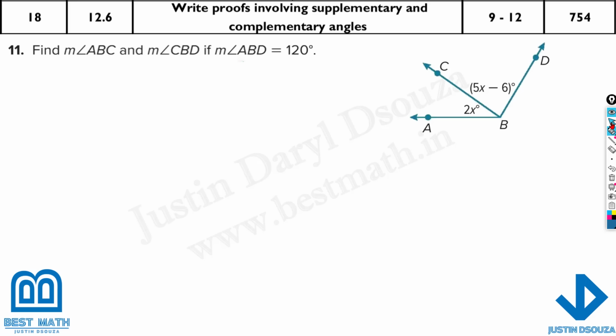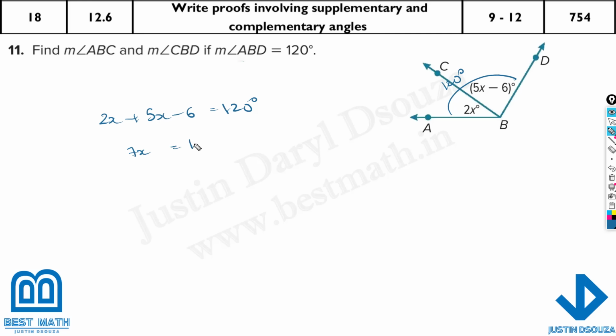What about over here? They have told us to find the measure of both of these angles ABC and CBD, and they have told the sum of both. See, ABD, that is the whole thing, is 120 degrees. So let's add them up. 2x plus 5x minus 6 is equal to 120 degrees. Here you can write the details beforehand, what is given and everything, but you can just start with this. That's absolutely fine.